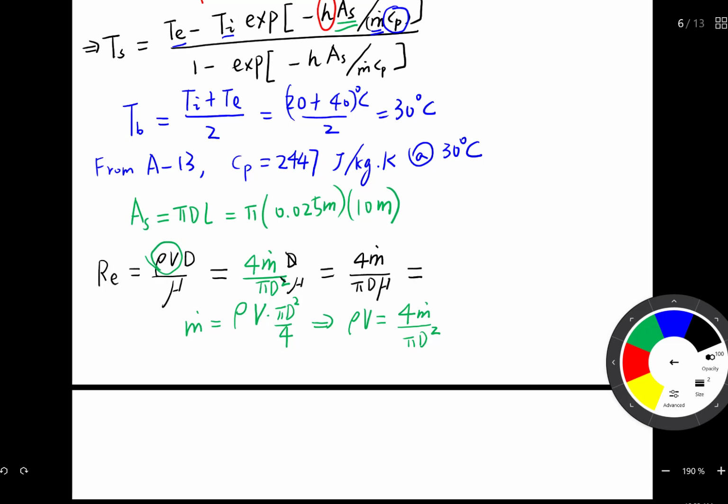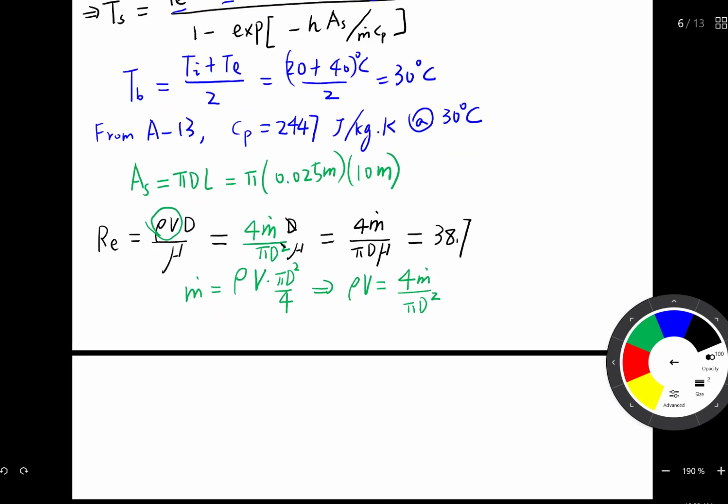Now let's plug in numbers. You know mass flow rate is provided, so we compute the Reynolds number. We find it is smaller than 2300, so we know this is laminar flow. By the way, in this equation, this mu should also be evaluated at 30 degrees Celsius, which is the bulk mean temperature. And we can find the value from table A-13.